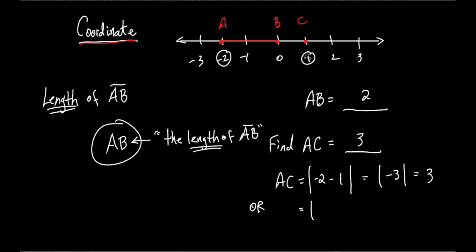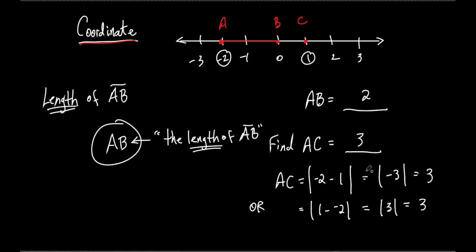Well, no, let's start with this one. 1 minus, not 1 minus 2. What is this? This is a negative 2. So it's 1 minus what? Yeah, and that'll be 1 plus 2, which is the absolute value of positive 3. What's the absolute value of positive 3? It's just 3. Okay?